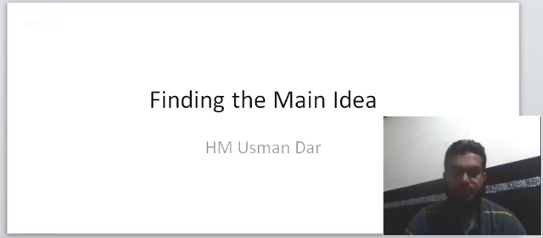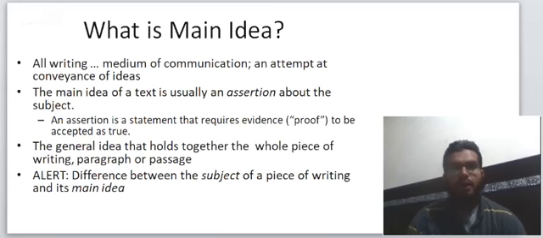When you read, you are expected to understand what is being conveyed by the writer. So, identifying the main idea of a passage is a very essential skill for a student. So, here I am going to guide you about how you can improve your comprehension by locating the main idea in a piece of writing.